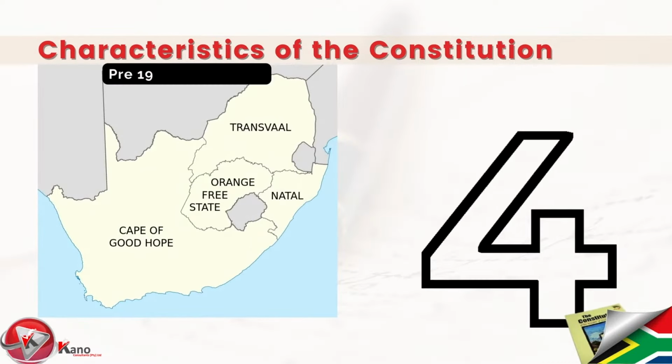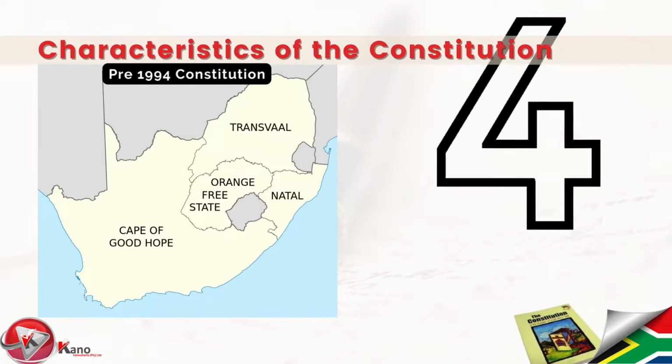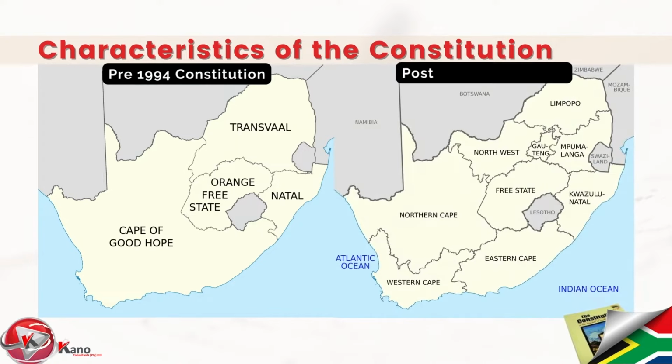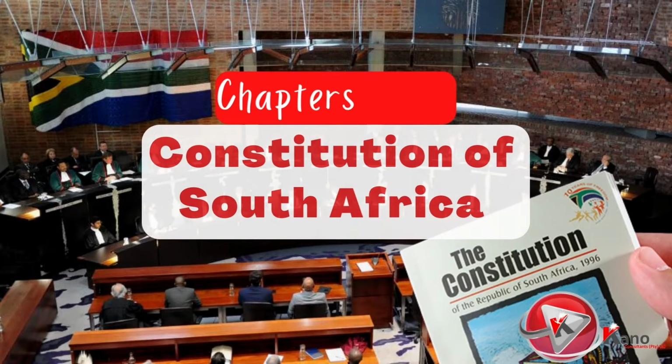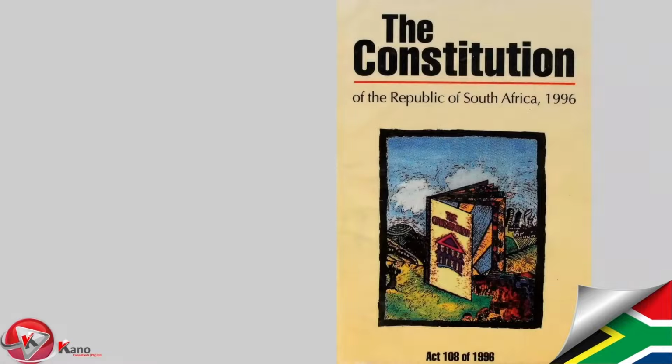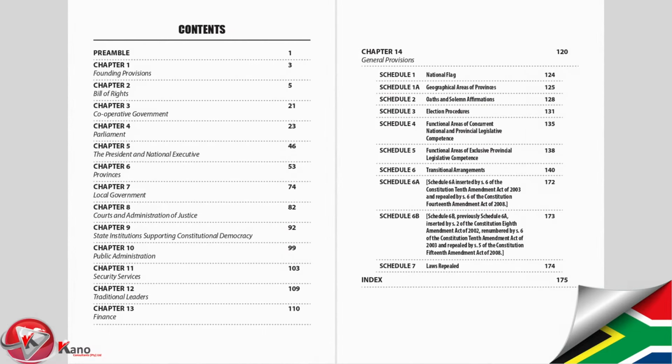This new constitution also replaced the previous 4 provinces with the new 9 provinces, with each province having its own provincial government and legislature. Post-1994, the new South African Constitution consists of a preamble, 14 chapters containing 244 sections, as well as 8 schedules. We will now briefly discuss each of these chapters.